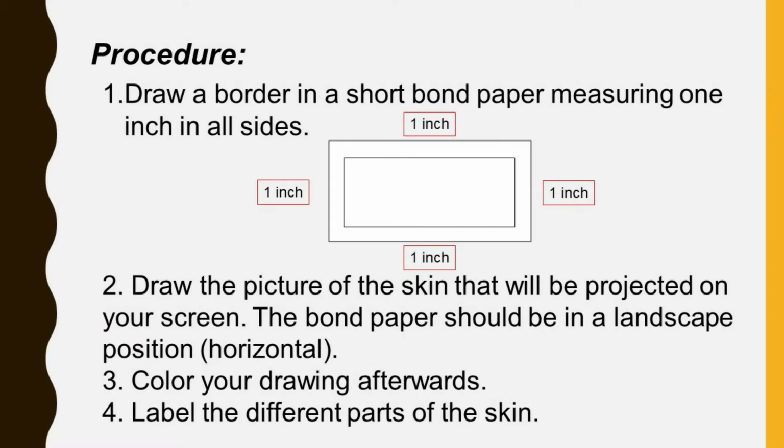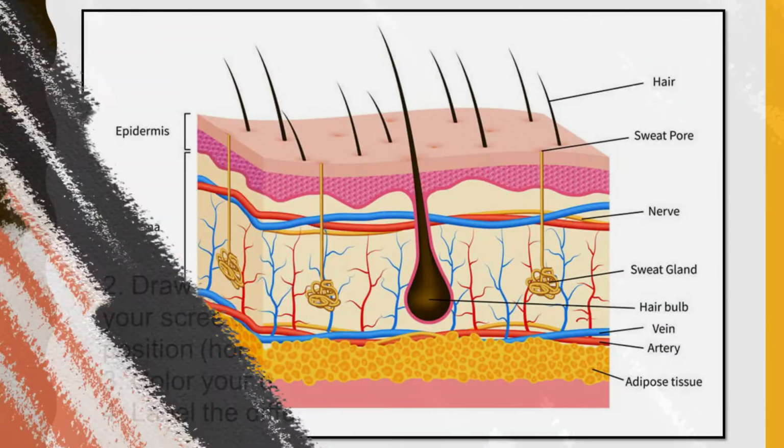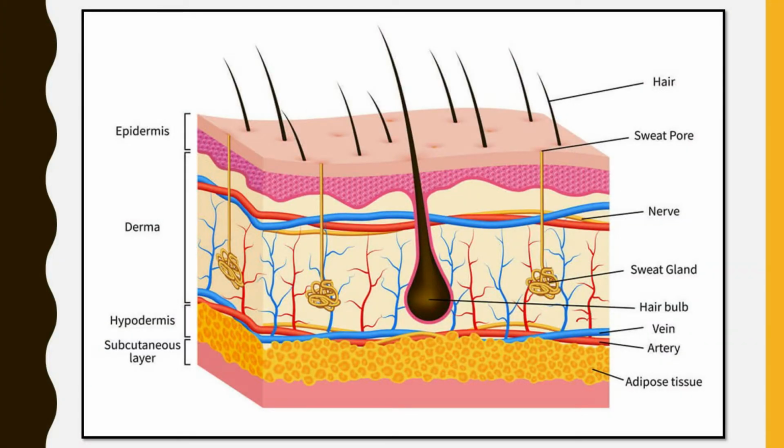For the procedure, first, you are going to draw a border in a short bond paper measuring 1 inch in all sides. Second, draw the picture of the skin that will be projected on your screen. The bond paper should be in a landscape position or in a horizontal position. Third, color your drawing afterwards. Fourth, label the different parts of the skin. Now, this is the illustration of the skin that you are going to draw. You can pause this video for a while you are doing the activity.